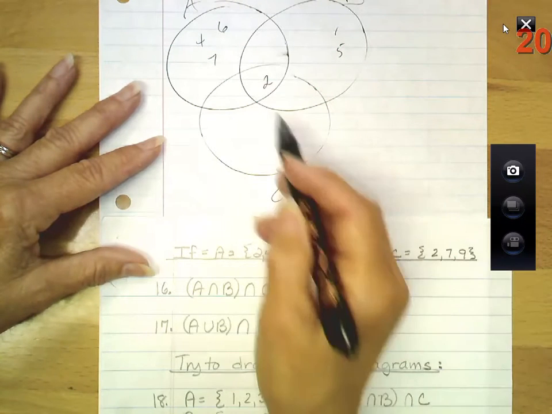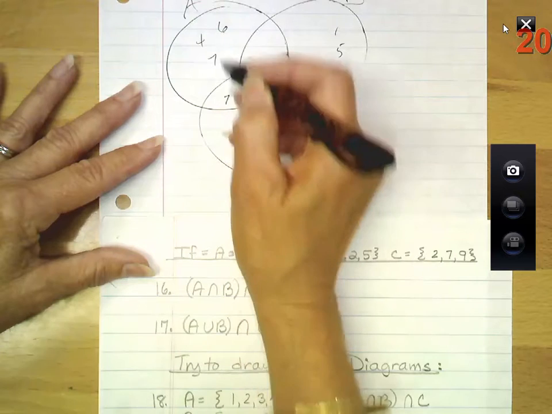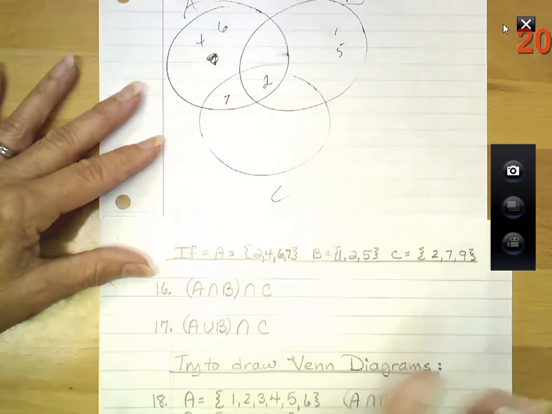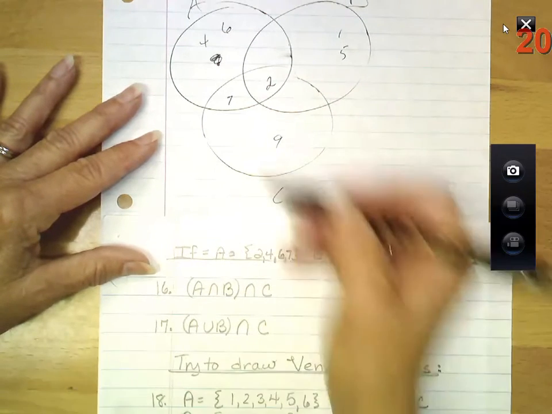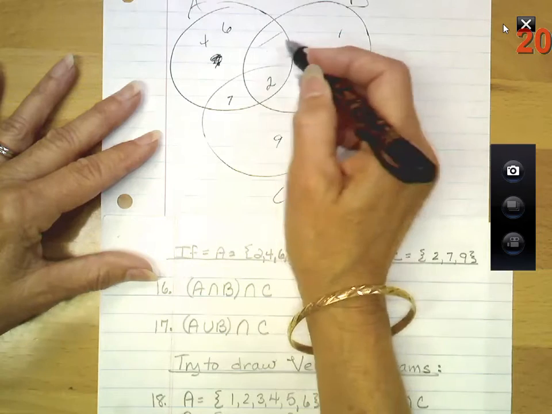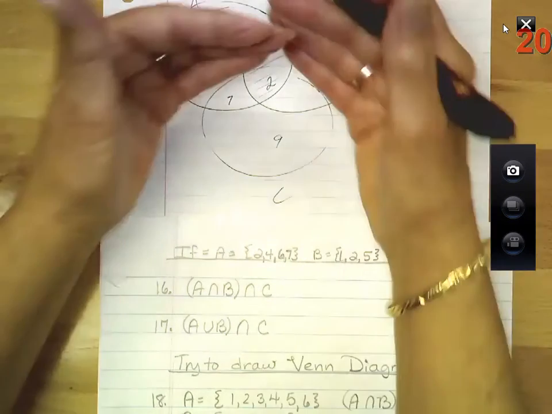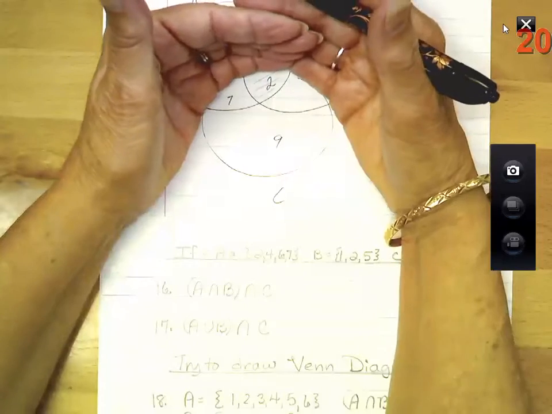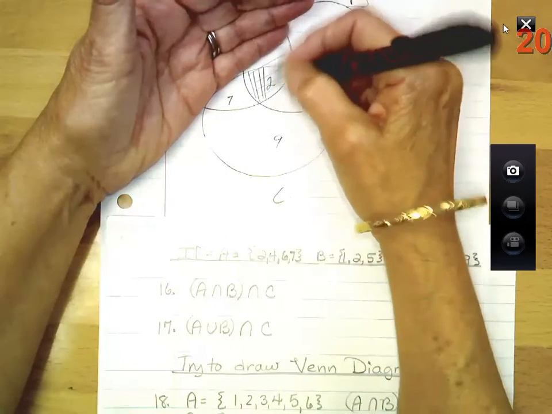Now, there's the 2. The 7 needs to be there, right? So sometimes you just start putting them, and then you rearrange them. And then 9 is down there. Now, if I intersect A and B, that's that right there. And then I intersect that with C. Where does C come in contact with that part? Just at 2. So that is your final answer, 2.